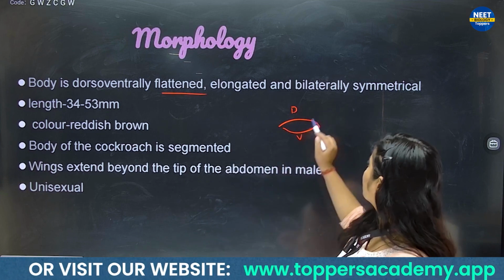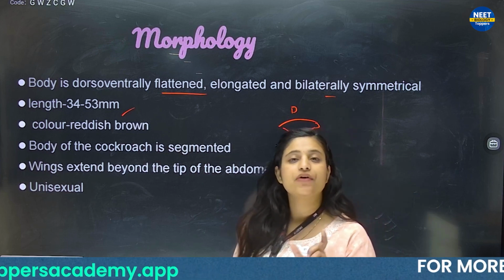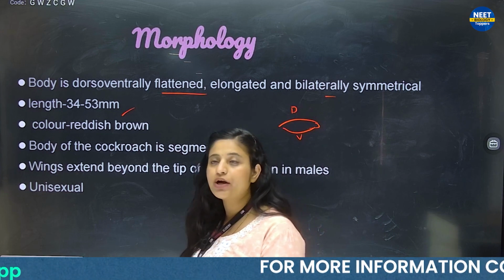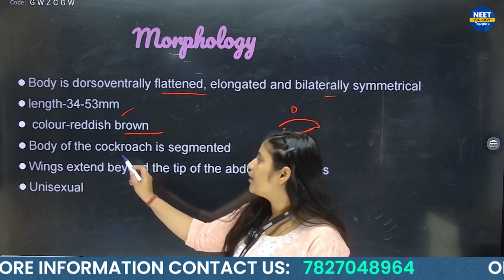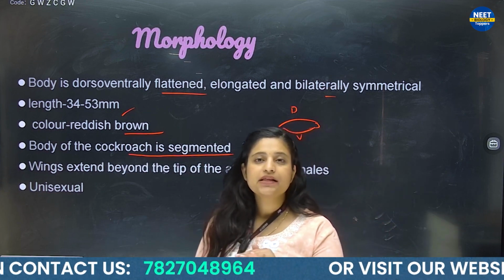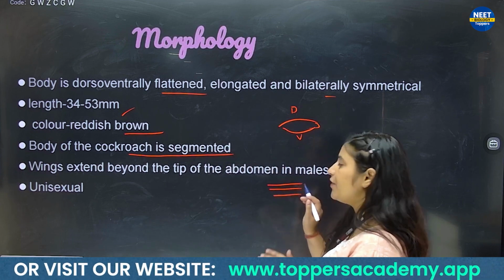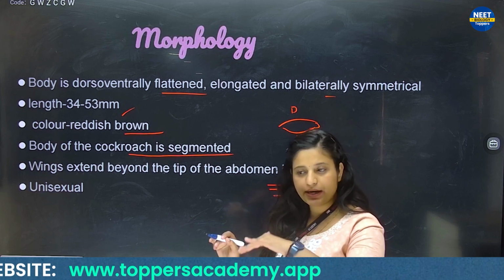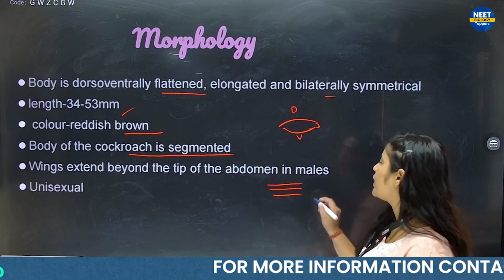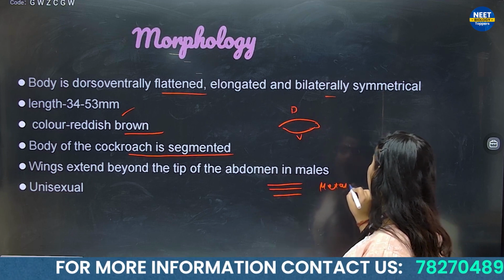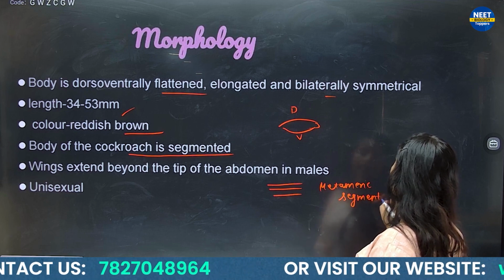The next is the length. As I told you, their length is 34 to 53 mm, and it is very important from your exam point of view. The next is the color, which is reddish brown, and the body of the cockroach is segmented, meaning externally their body is divided into segments like this, and when we dissect the cockroach body, internally segments are also present, and this type of segmentation is known as metameric segmentation, okay. Cockroach have what? Cockroach have metameric segmentation.